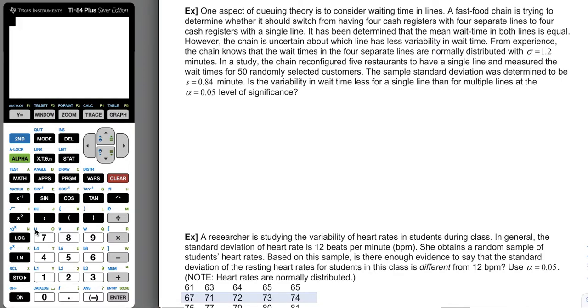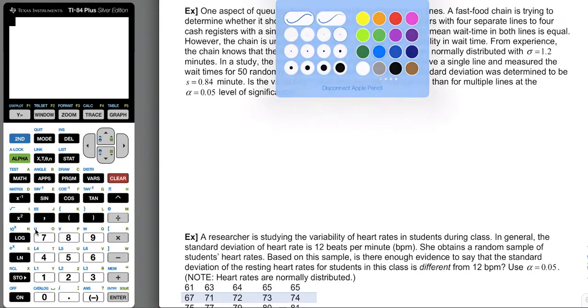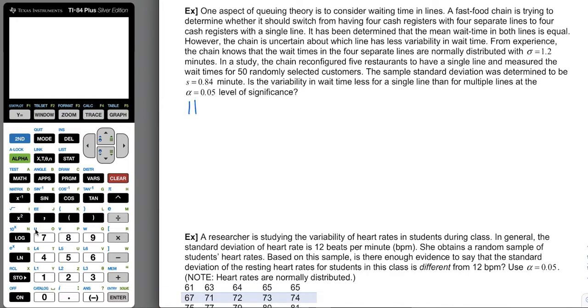Is the variability in wait time less for a single line than for multiple lines at the alpha equals 0.05 level of significance? So let's go ahead and start off by writing out our hypotheses. This time the parameter in question is the population standard deviation sigma, which is known to be 1.2. So they want to test out if this new line procedure has less variability. It says that right here in the problem. They did get a sample statistic that is less than 1.2, which is good because our sample evidence should be supportive of the alternative hypothesis, which is that sigma is less than 1.2. Because we have a less than, that means we're looking at a left-tailed test.